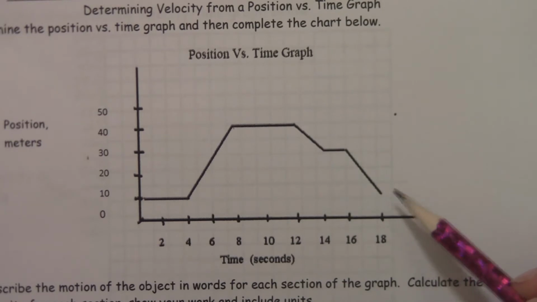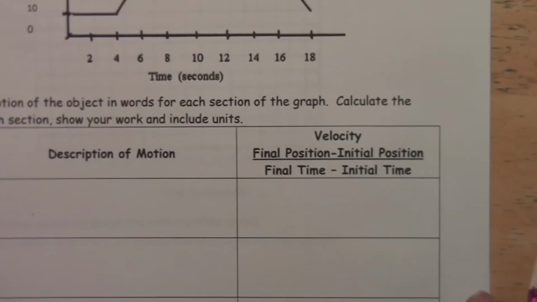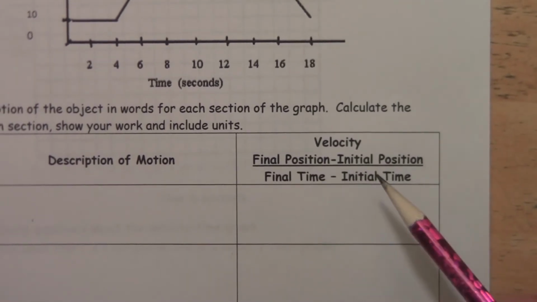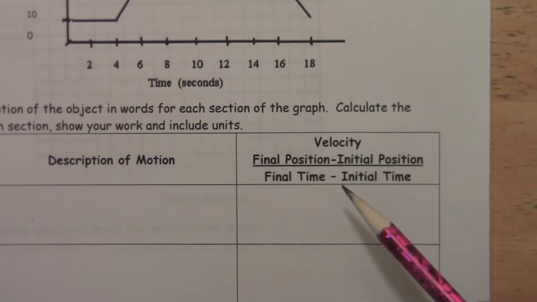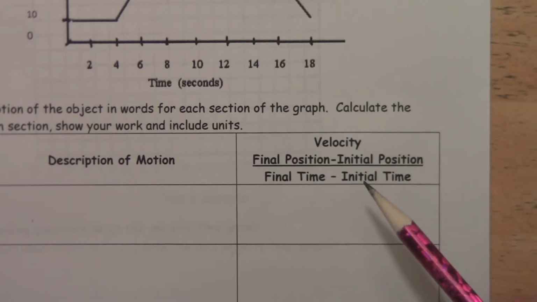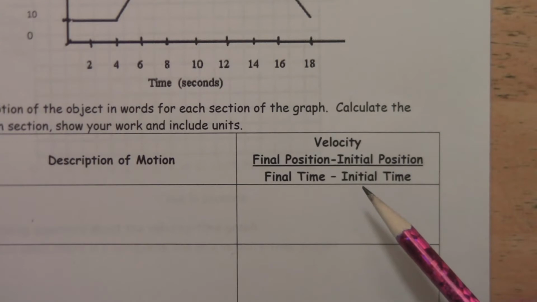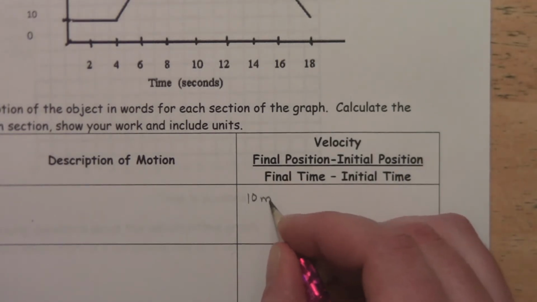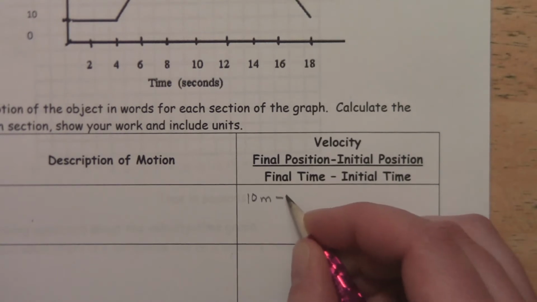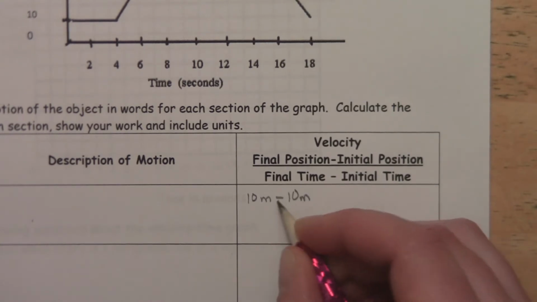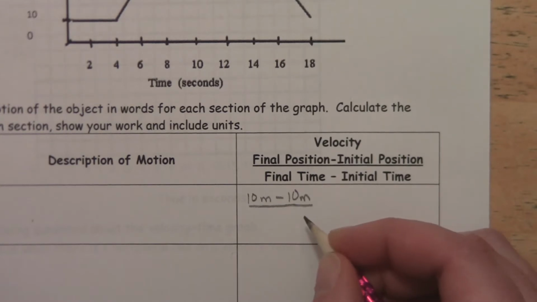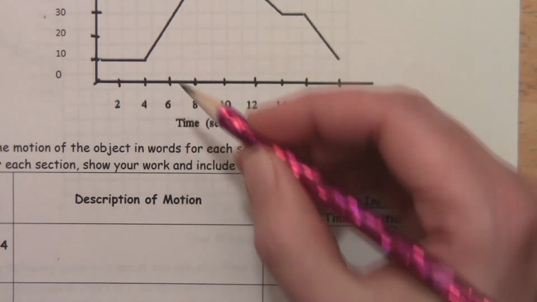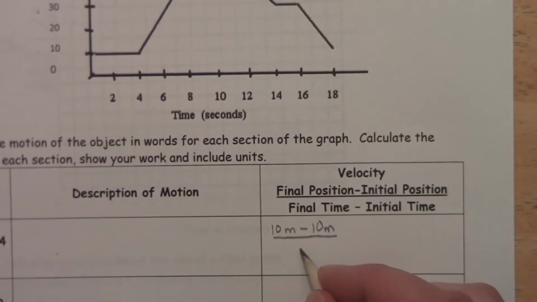direction. Now, to calculate velocities, you begin by taking the final position, subtracting the initial position, and dividing that by the final time minus the initial time. So the first leg of our journey, we have 10 meters, and subtract its initial position of 10 meters. It traveled for 4 seconds. It began at 0 seconds, ended at 4 seconds. So that's a difference of 4 seconds.